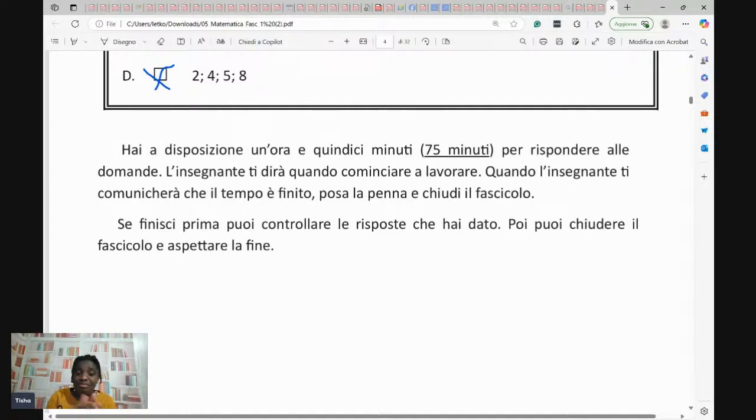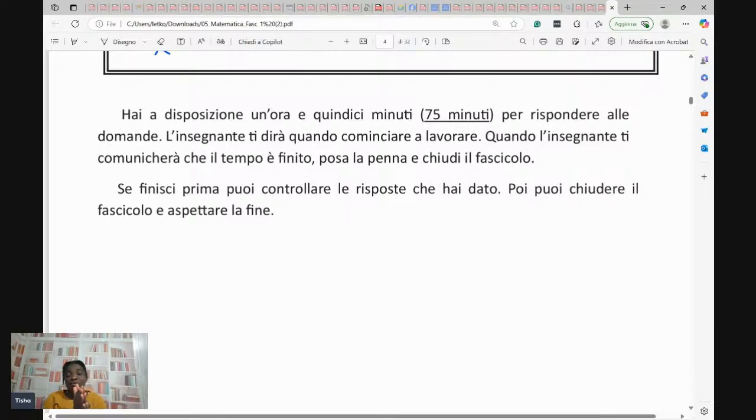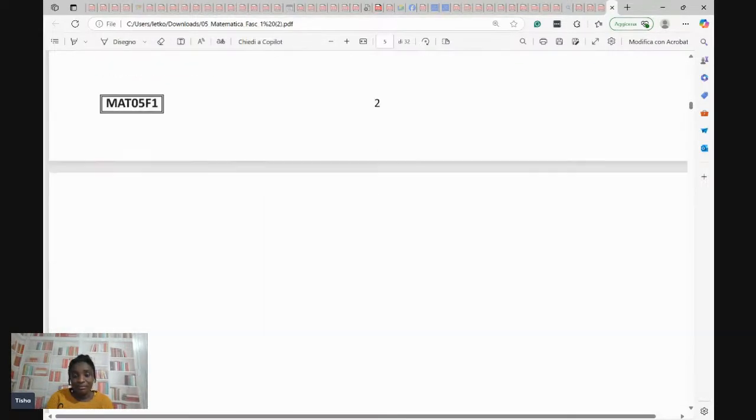Let's say you are fast. If you finish before the set time, you can just go through the answers again, make sure that everything is correct, make sure you haven't made any mistake, make sure you haven't skipped any question, and then you can gently close your booklet and wait until the end of the exam. Okay.